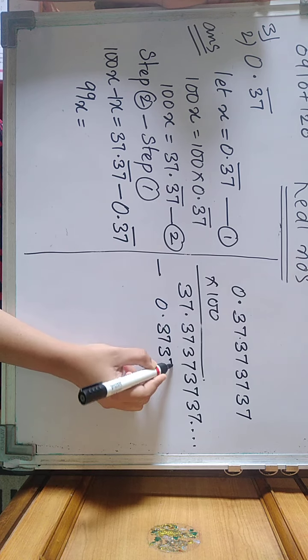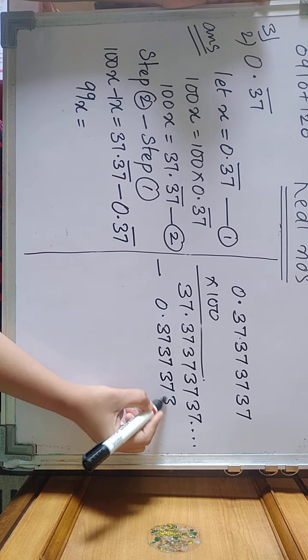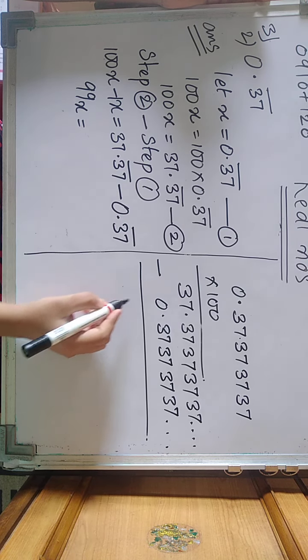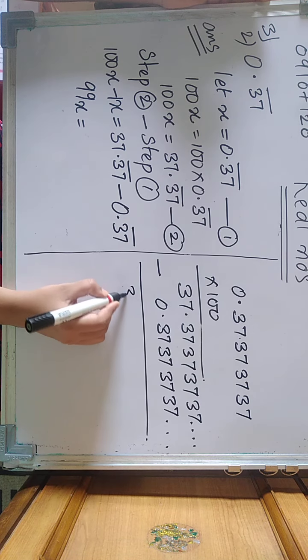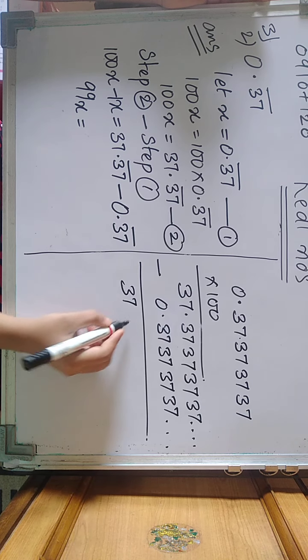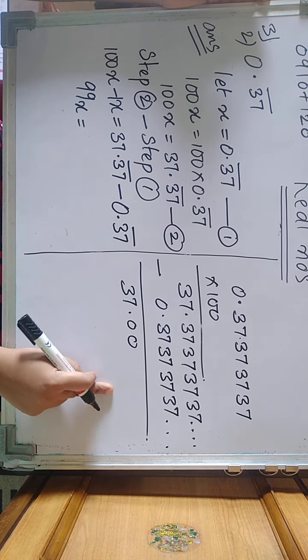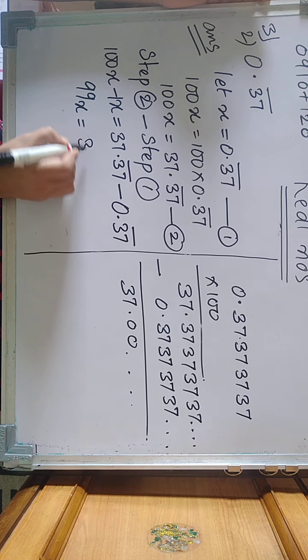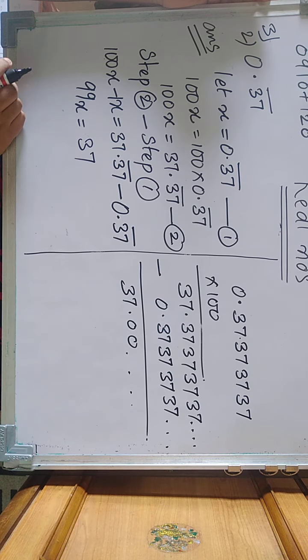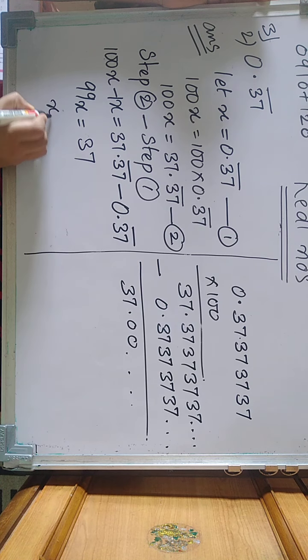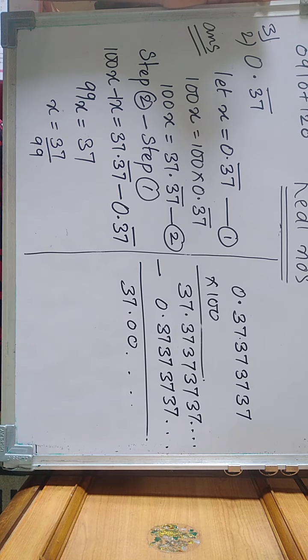That means it will be like this, 0.37, 0.37. So when you subtract this number, you will get 37 minus 0 is 37, and after the decimal all will become 0. Right? So the answer over here will be 37. So you have 99x is equal to 37. That means x will be 37 upon 99.